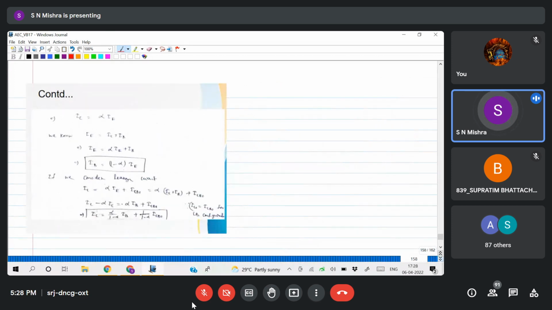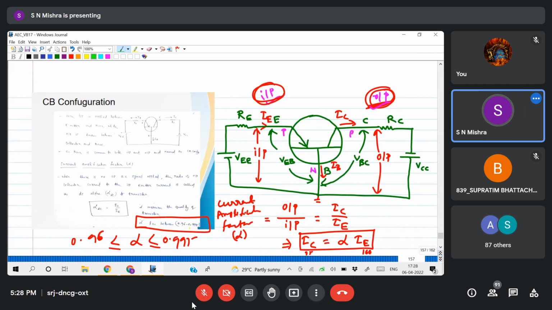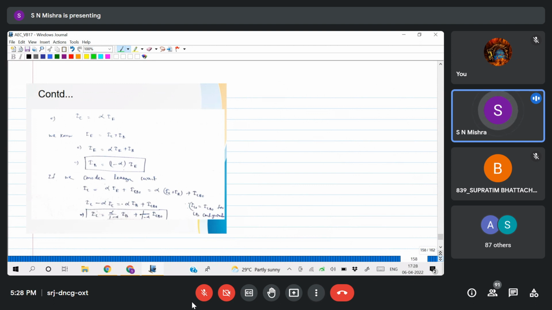Now let us expand this equation a little bit. If you observe what I have explained here, this is my output and this is my input. So I have expressed the output in terms of the input, as some factor times the input. Now I want to find it in terms of IB. So we have got IC equals alpha IE.